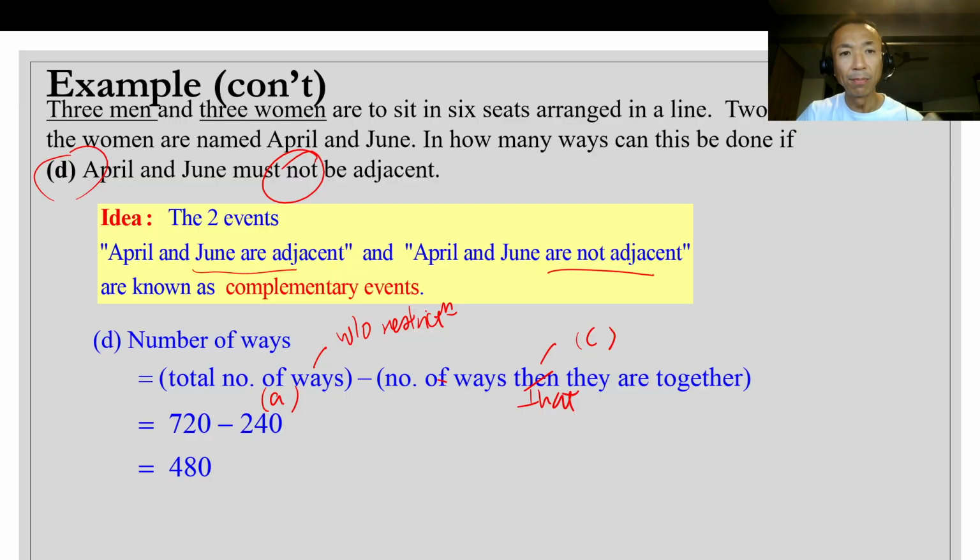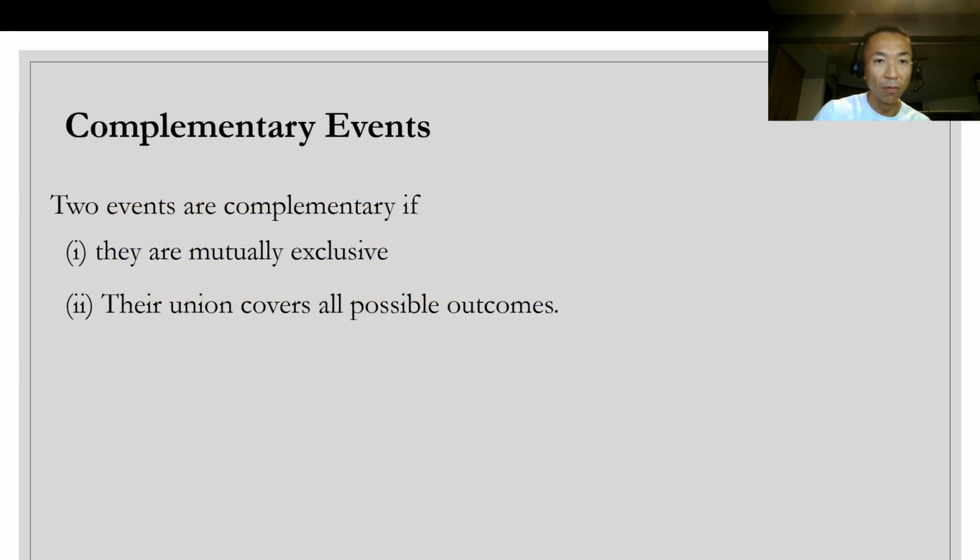So through this example, we learned this key idea of complementary events. Complementary events are mutually exclusive, like what we said just now in the earlier example, whether adjacent or not adjacent, either next to each other or separated. They are only complementary if their union covers all possible outcomes. So this is a key idea in this example.